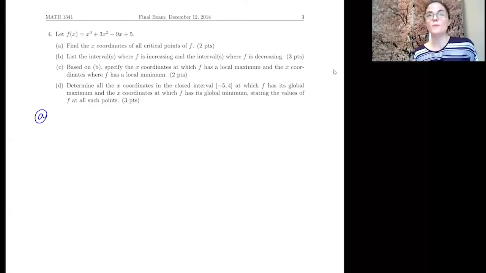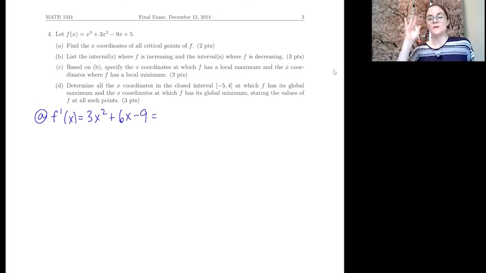We know the critical points are points in the domain where the derivative is 0 or does not exist. So the first thing we will do is calculate the derivative. We can use the power rule. This is 3x squared plus 6x minus 9. And then, well, this is defined everywhere. So the critical points for this function will just be where the derivative is 0.